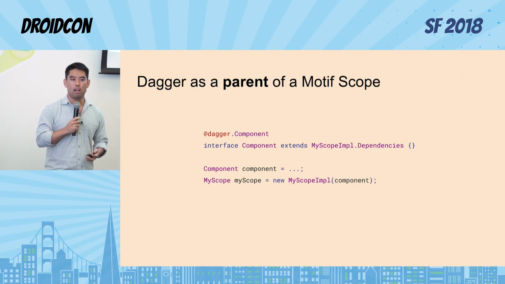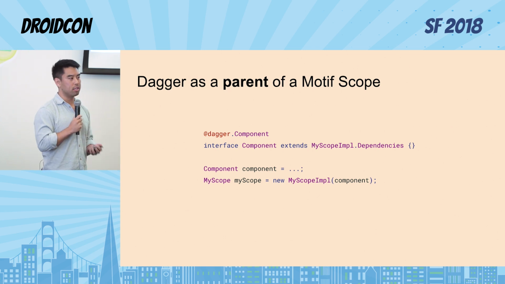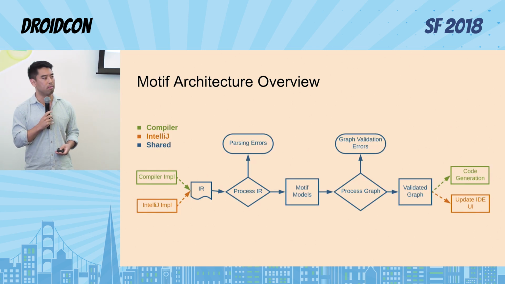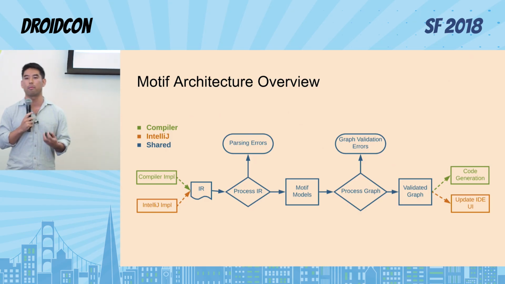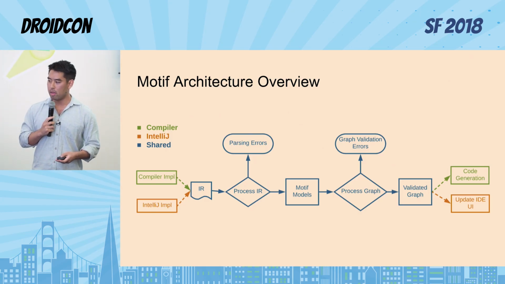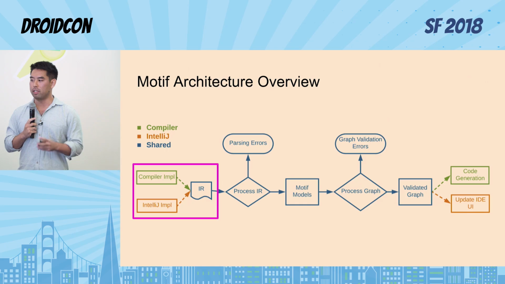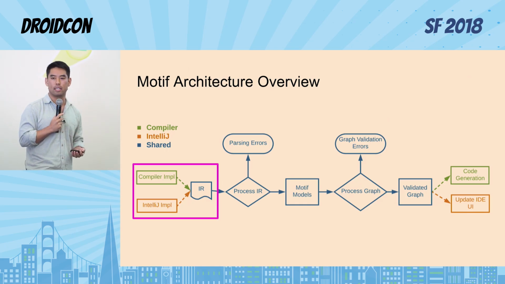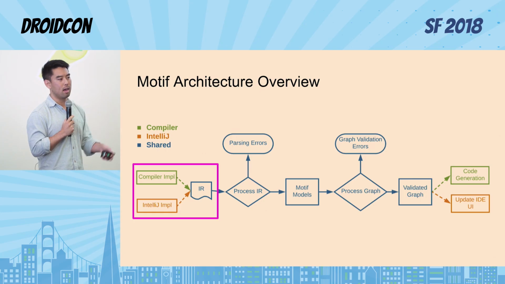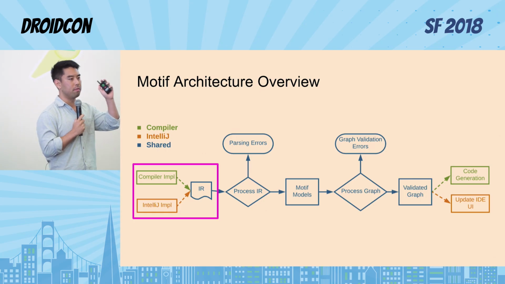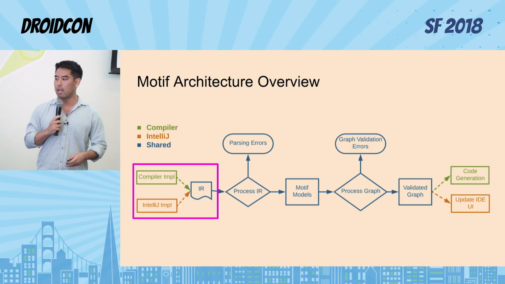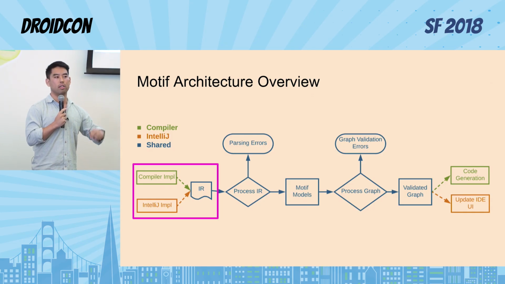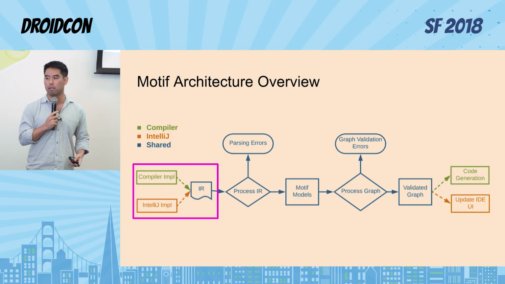Okay, so that's kind of the end of the API portion of this and the comparison with Dagger, and I wanted to get into some architecture pieces because I think it enables some really cool things. The first thing we'll look at in Motif's architecture is the IR. So this is the intermediate representation that abstracts away the representation of the Java AST. And we've implemented this both in the annotation processing world and also in the IntelliJ plugin world. And we'll see what that looks like in a little bit.